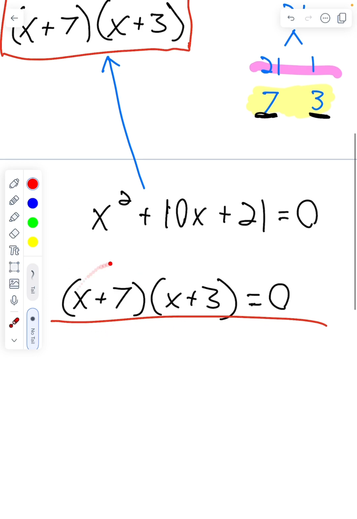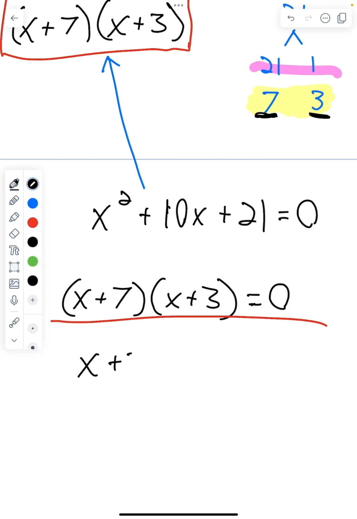So let's take a look at this one over here. Okay, let's start with x plus 7 equals 0. So we're just making, again, this whole thing here equal to 0.